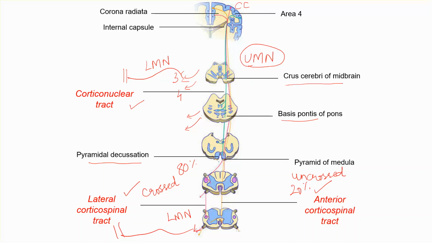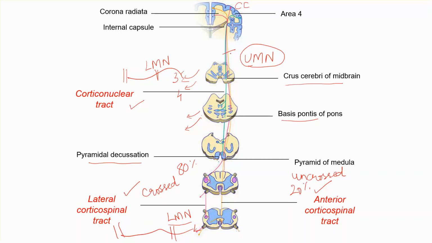So if you have a lesion anywhere here, it will be called an upper motor neuron lesion. And if you have a lesion at the level of the cranial nerve nuclei, it will be called a lower motor neuron lesion. Or if it is after the level of the anterior horn cells, it is called a lower motor neuron lesion. Okay, now there is another concept related to the crossing of the fibers.